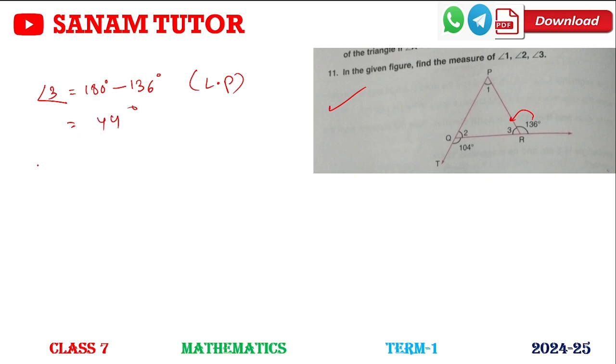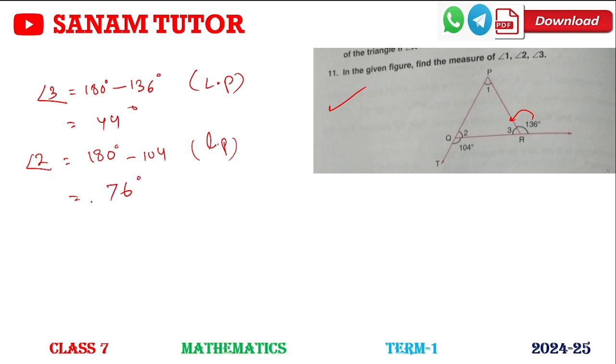Similarly we can find angle 2. Simply we subtract from 180 degrees because of linear pair. Okay, so 180 minus 104 equals 76 degrees.